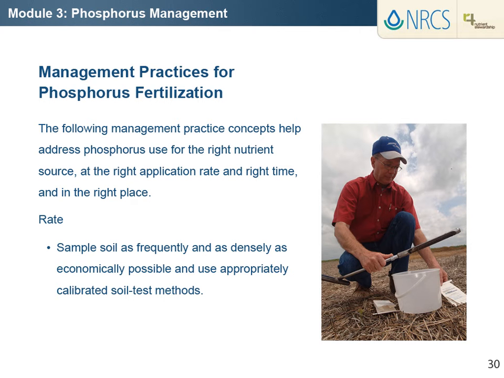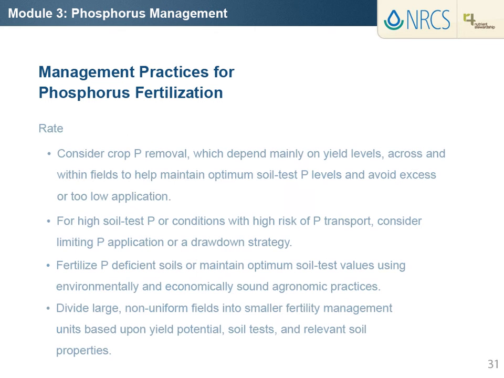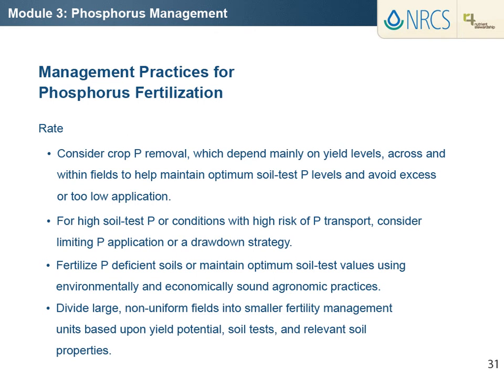Even though it is usually best to not make generalizations in terms of nutrient management, there are some useful phosphorus management practices that apply in most regions. In terms of selection of the phosphorus rate to apply, it is recommended to sample soil as frequently and as densely as economically possible, and using appropriately calibrated soil test methods. It is important to consider crop phosphorus removal, which depends mainly on yield level, across and within fields to help maintain optimum soil test phosphorus levels and avoid excess or too low application.